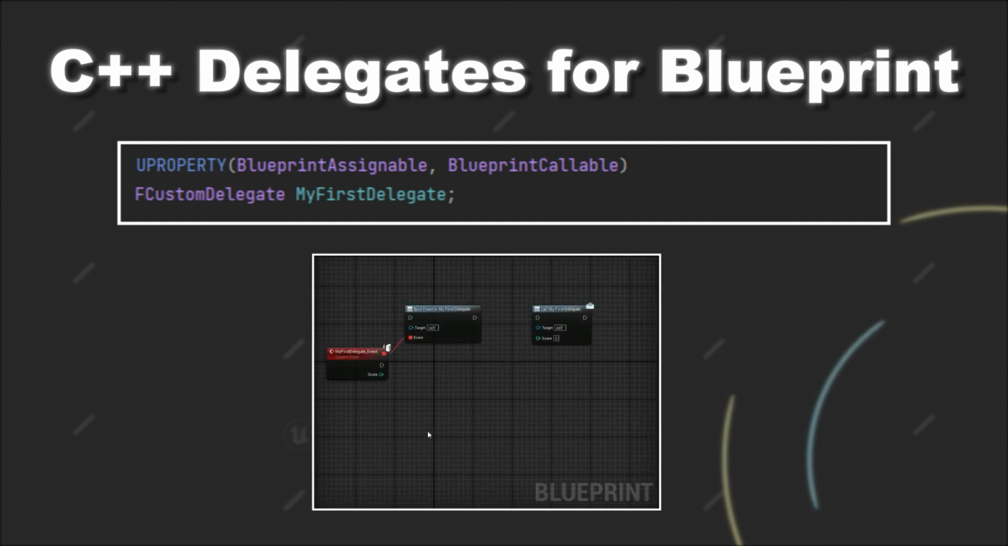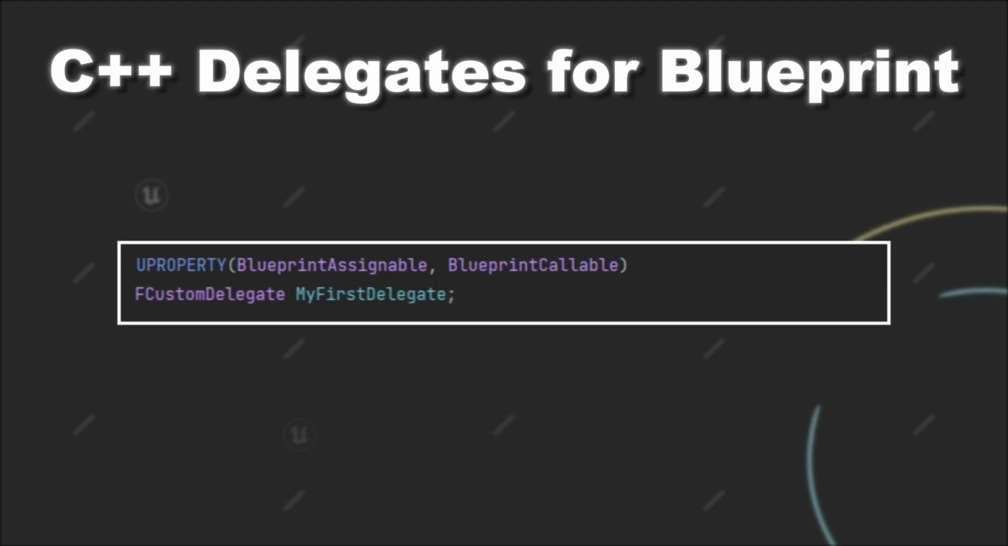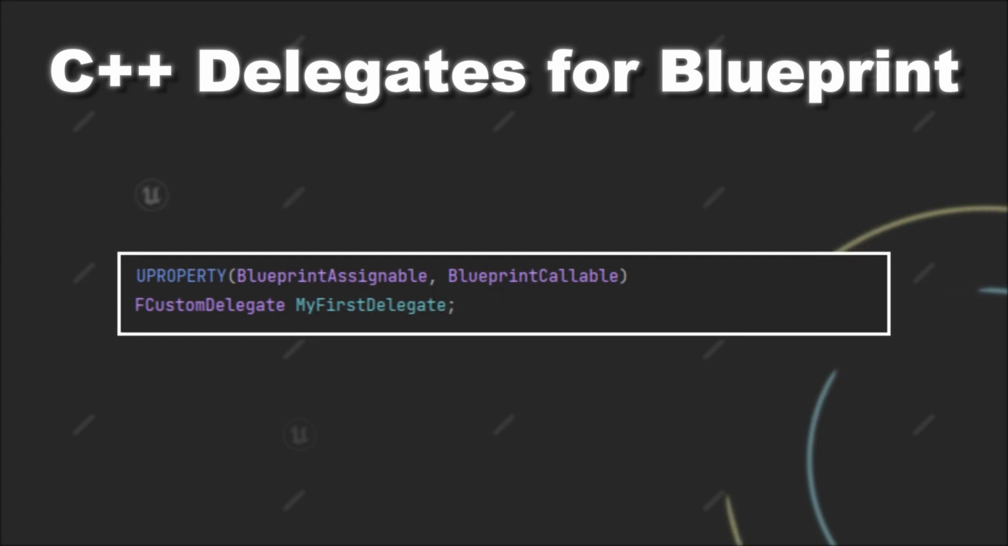If you want to unbind a Blueprint event from a delegate, you can either call Unbind from and provide the event that you want to unbind, or Unbind all events from, which obviously will unbind all events currently bound to this delegate.